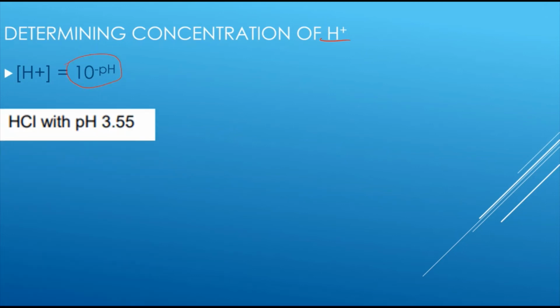So looking at an example, if we are given that HCl has a pH of 3.55, to work out the concentration we would do 10 to the power of minus 3.55. So in this case it would give us a concentration of 2.82 times 10 to the power of minus 4 moles per decimeter cubed, rounded, and that would be our concentration of H plus.